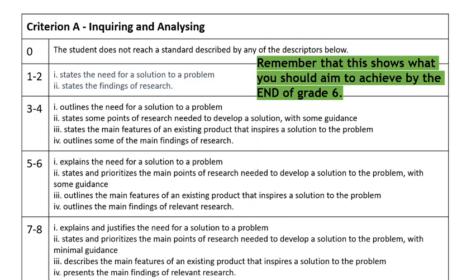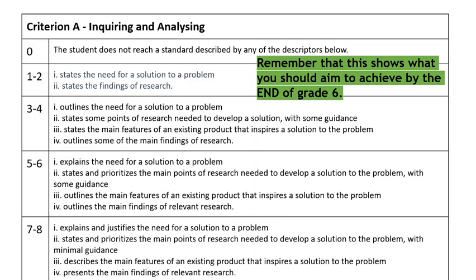So from here we can see that it's split up into 4 bands, the 1 to 2, which generally indicates the limited, 3 to 4, which generally indicates the adequate, 5 to 6, which is competent, and 7 through 8, which is sophisticated.